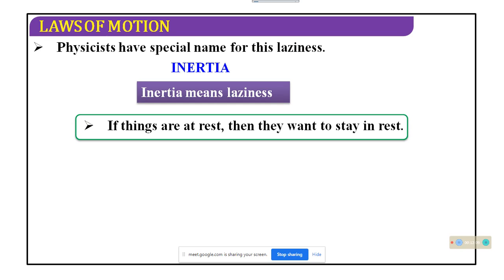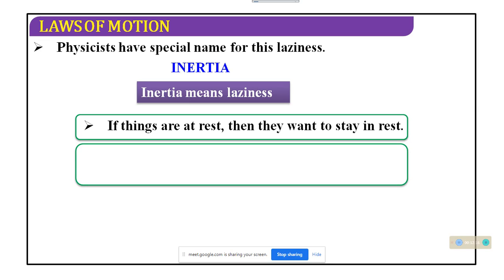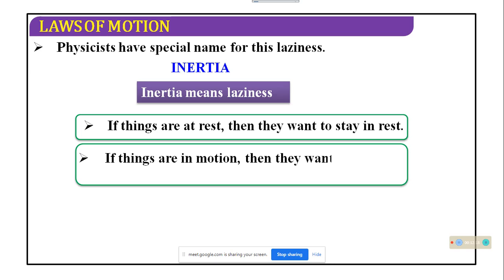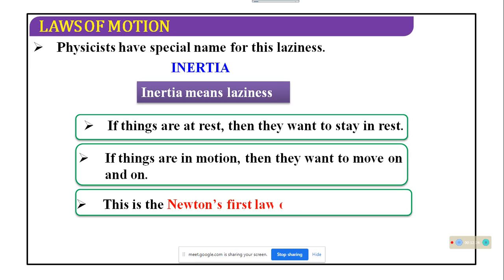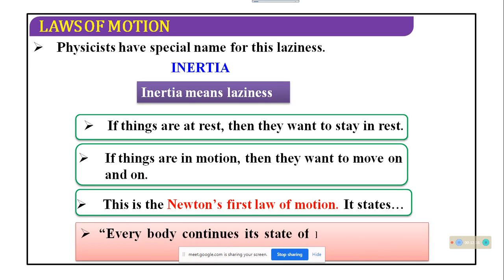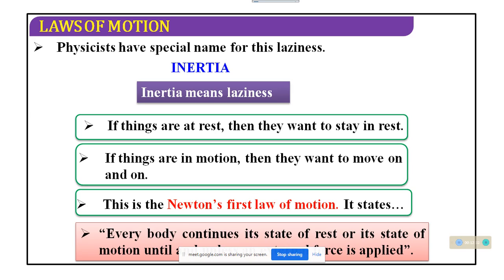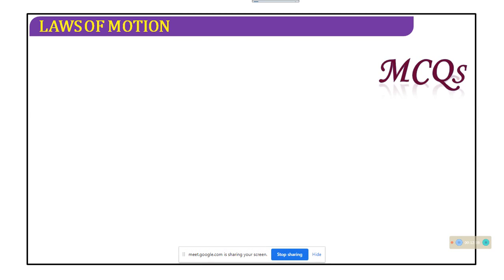If things are at rest, they want to stay at rest, and if they are in motion, they stay in motion. If an object is in motion, it wants to move ahead. Okay, this is Newton's law of motion. It states that every body continues in a state of rest or in a state of motion until some other force is applied on the body.